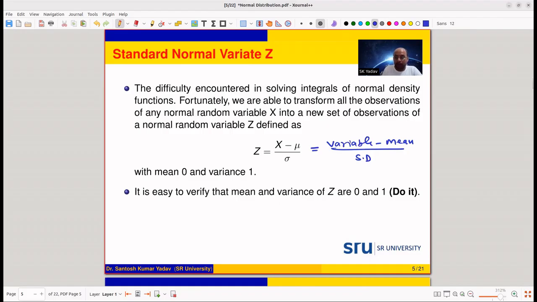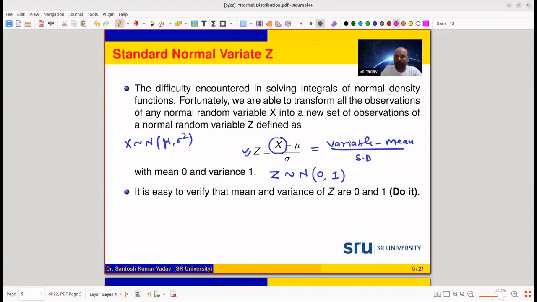And clearly, by definition, if x follows normal distribution with mean mu and variance sigma square, this z will follow normal distribution with mean 0 and variance 1. Because x is a normal random variable, any linear combination of it will also follow normal. So z will follow normal. And how this mean is 0 and variance is 1, let us see it very clearly here.